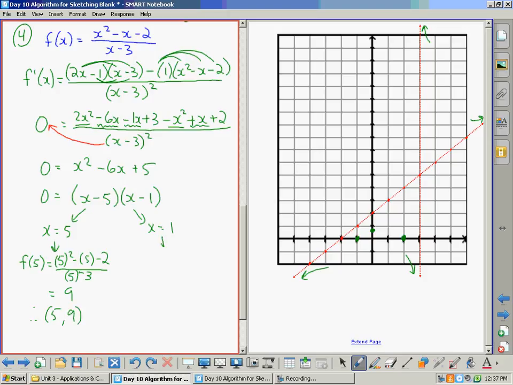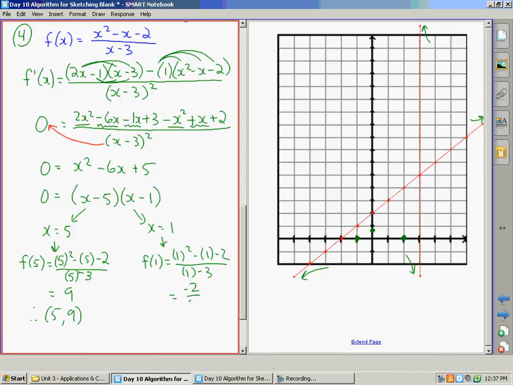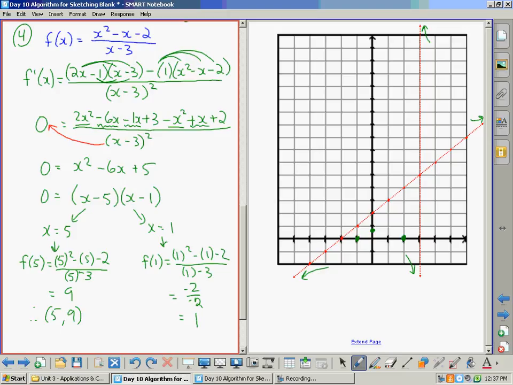And then do the same stuff at f at 1, or sorry, at 1. So we're going to sub in 1, so it'd be 1 squared minus 1 minus 2, all over 1 minus 3. So on the top, that looks like negative 2 over negative 2, so it's 1. And so I have a critical point at 1, 1. So if you need to pause here, just make sure everyone's caught up, you can.